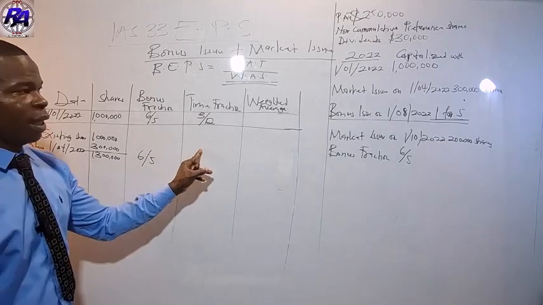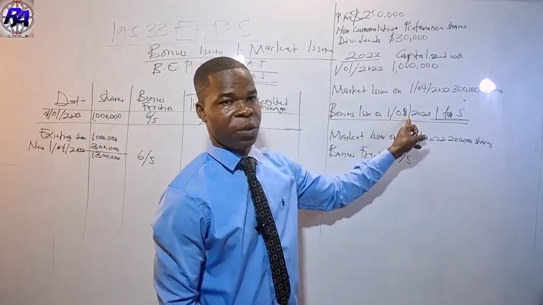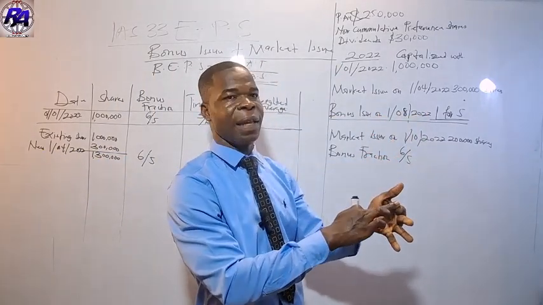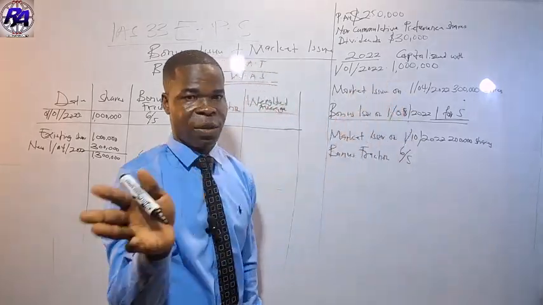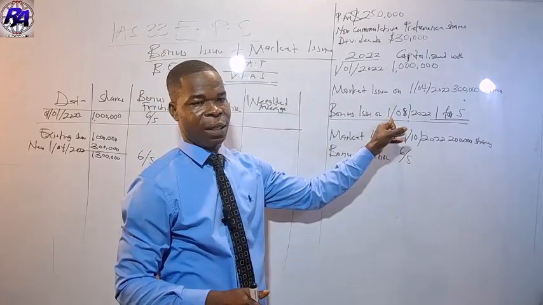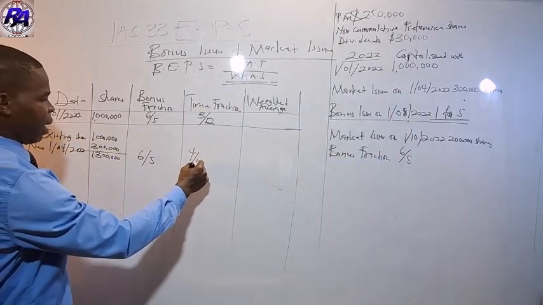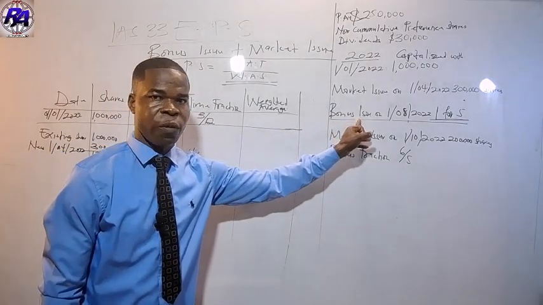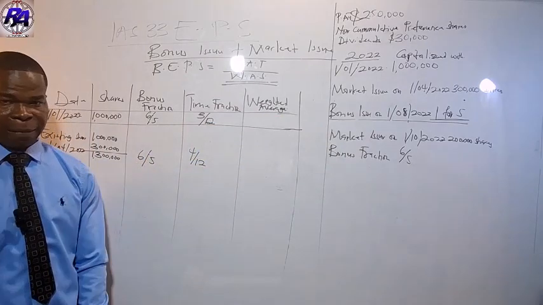Now we need to look for the time fraction. When was the next issue? The next issue was on 1st of August. So April, May, June, July, that is 4 months. August will not be part because it was on 1st of August. So here it is going to be 4 divided by 12. Now the next issue is a bonus issue, so from the date of the bonus issue, the bonus fraction does not apply.